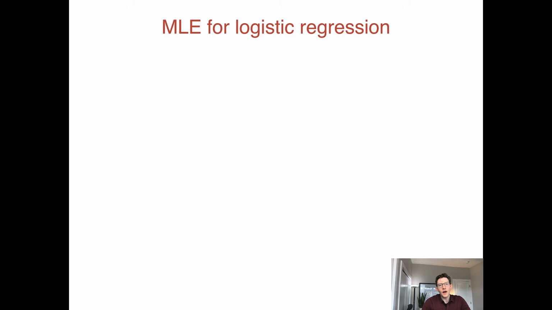So let's see how we learn a logistic regression model. If we write out the negative log likelihood of our model, what we're looking for is the probability of the data given observed values x and our parameters w.